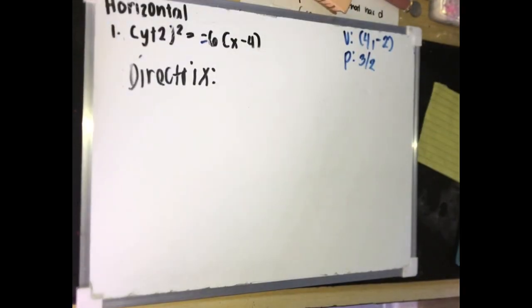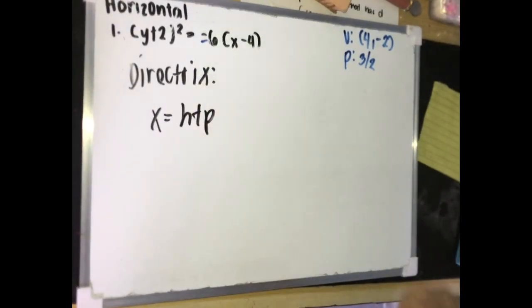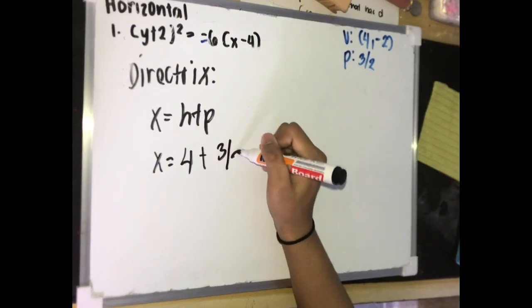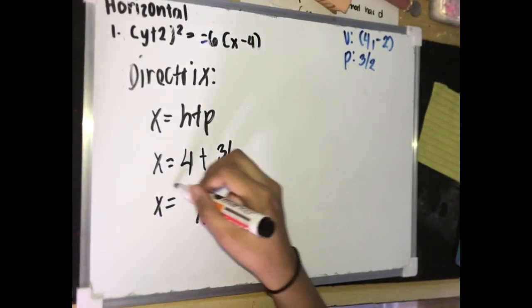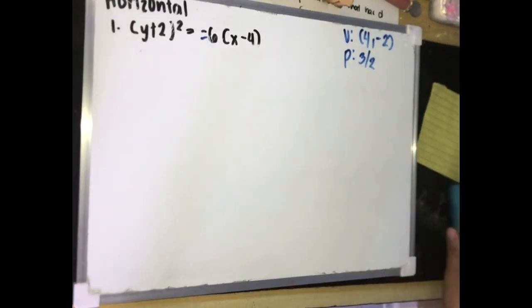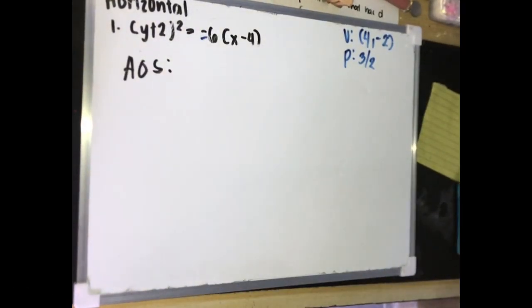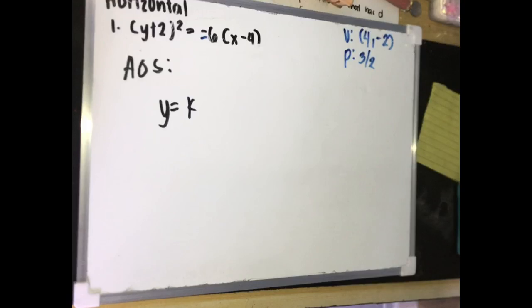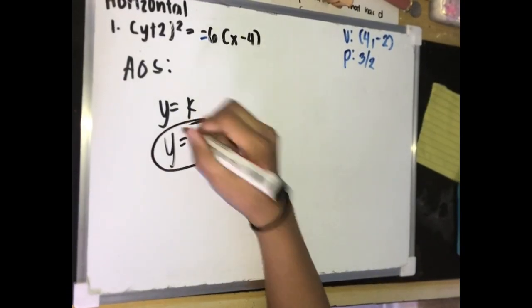So, to determine the directrix, we're going to use the formula x equals h plus p. So, our h is 4 and our p is 3/2. So, if we're going to solve that, it will be 11/2. So, this is our answer. So, let's solve for the axis of symmetry. So, this is the easiest part kasi same lang naman ng formula ang to the left and to the right. And isa lang, hindi naman po plus. So, yung k natin is negative 2. So, this is the answer.